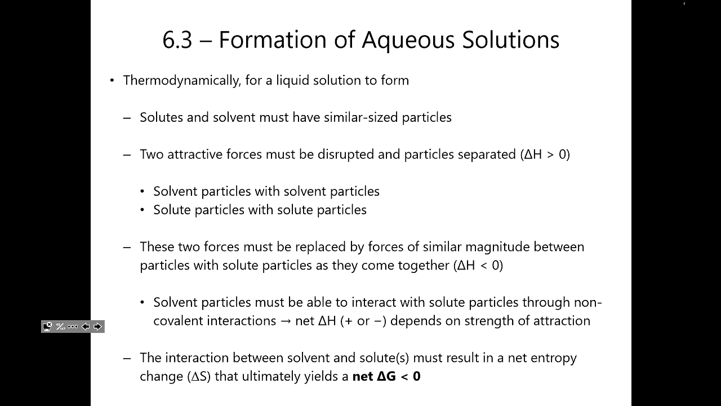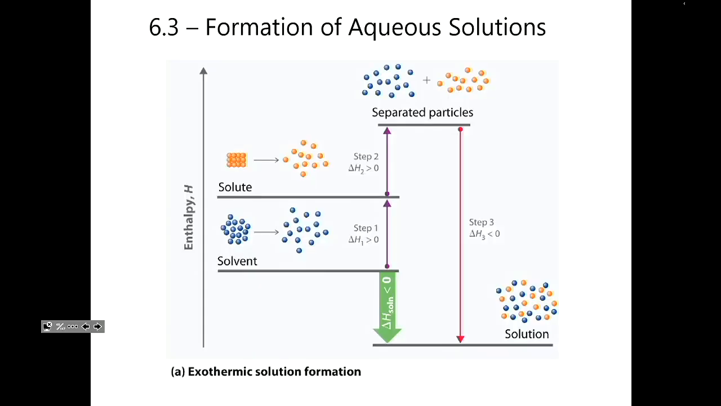It can be positive or it can be negative, depending on the strength of that attraction. That's what this is saying. Okay? Now, we haven't talked about entropy. That interaction must ultimately yield also a net entropy change that, when combined with the enthalpy change, as long as this delta G is negative, the solution will form. Okay? So let's look at the enthalpy consideration first.